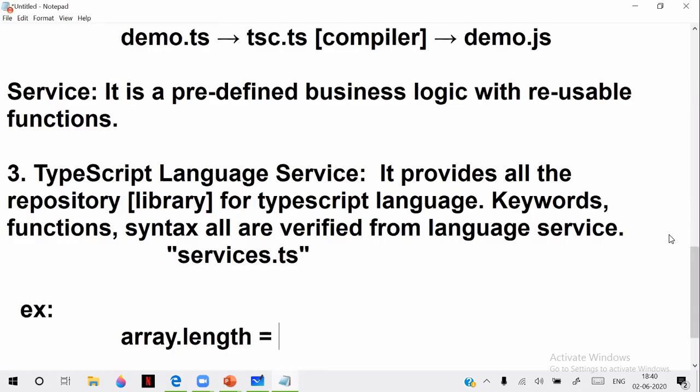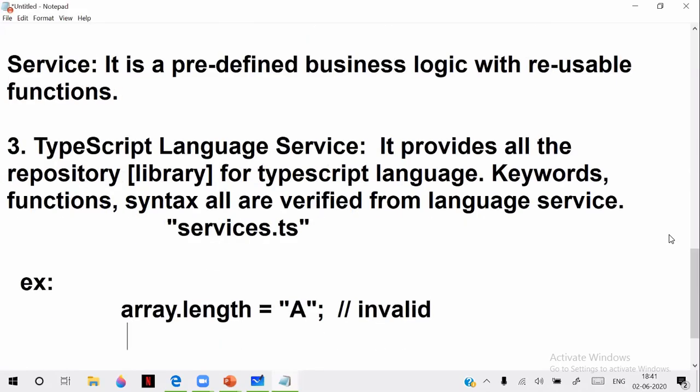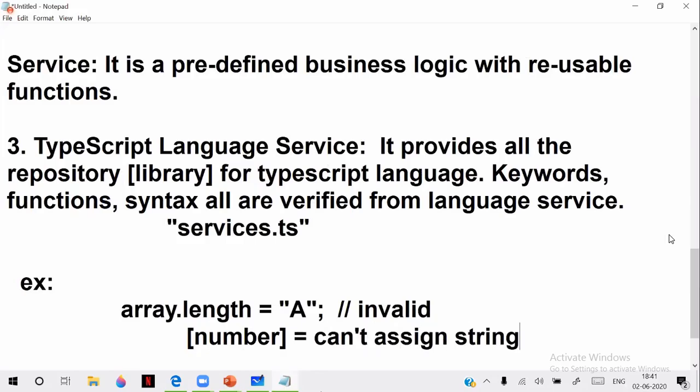Actually, array.length is a number, and you are assigning some string to it, or you are reading it, or assigning something into it. That means it is invalid. Why? Because length is a number, and you are trying to assign a string into it. A number cannot be assigned a string. Now the point is, this length, where it is present, what is its data type?